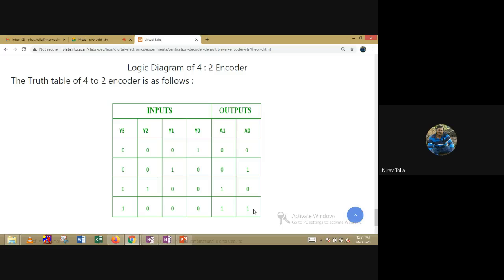So what is the difference between encoders and decoders? Let me tell you. In decoder at a time only one output will be activated. The number of inputs are coming together.